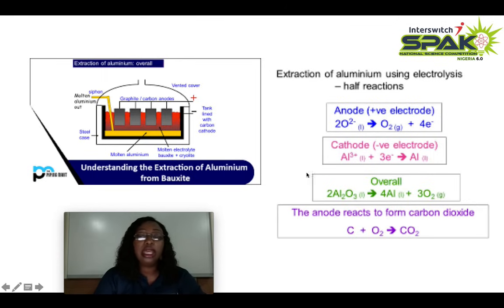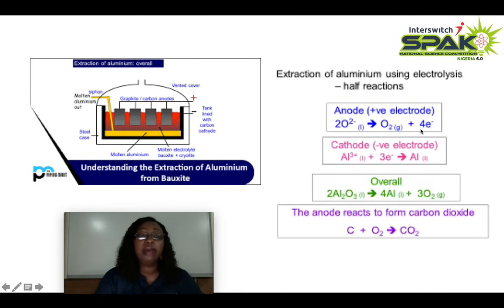Now, the Al3+ will go to the cathode and is being reduced because reduction takes place at the cathode. Then you have your Al3+ plus 3e- to give Al. Then you have oxidation taking place at the anode with 2O2- to give O2 plus 4e-.